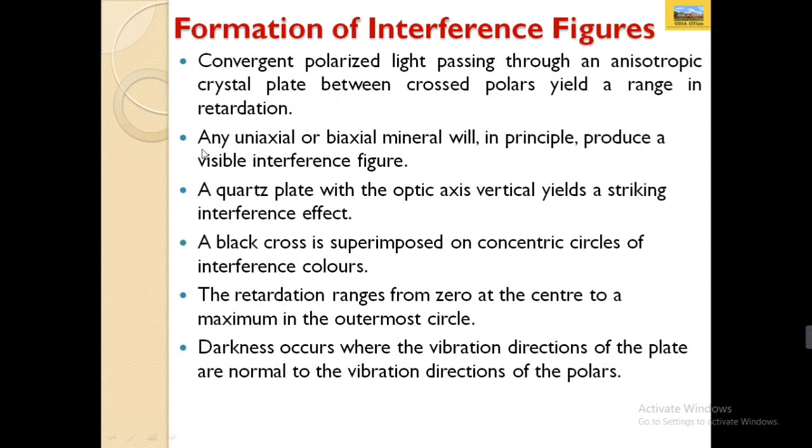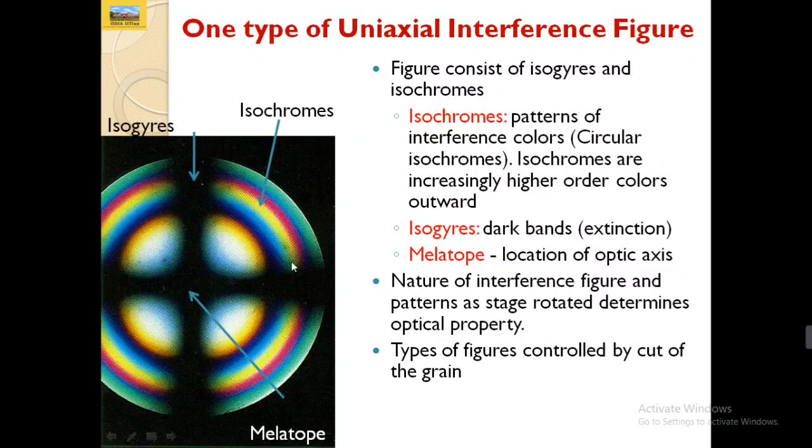Now any uniaxial or biaxial mineral will in principle produce a visible interference figure. Uniaxial and biaxial minerals are both anisotropic minerals, so they can produce an interference figure. Isotropic minerals never produce an interference figure. A quartz plate with optic axis vertical yields a striking interference effect. A black cross is superimposed on concentric circular rings, that is interference color. Here are the circular concentric rings and this is the black cross.